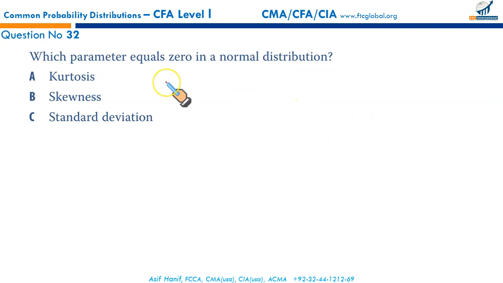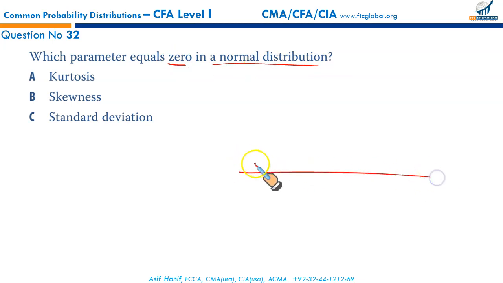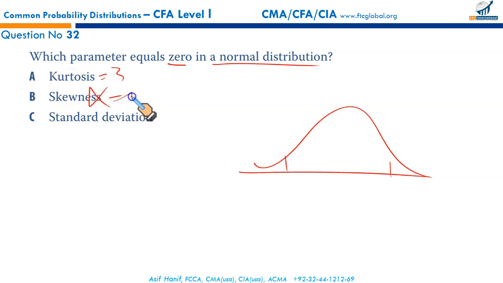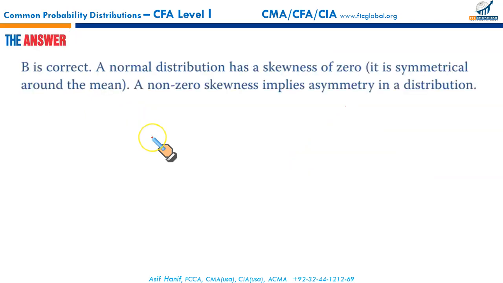Which of the parameters equals 0 in a normal distribution? In a normal distribution, skewness is 0. It has kurtosis of 3, but skewness is 0. And it does have a standard deviation from the mean at certain points. So this is clearly skewness as our answer. Skewness is 0, not standard deviation. B is the right answer.